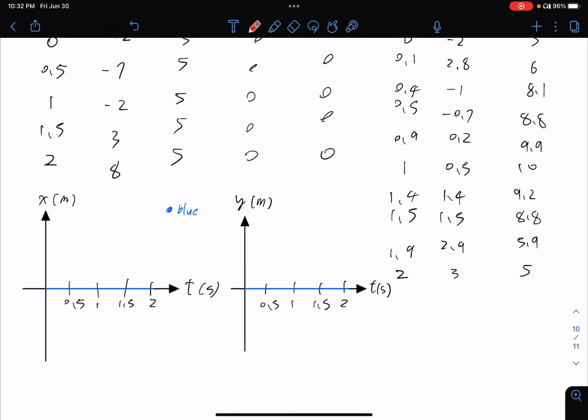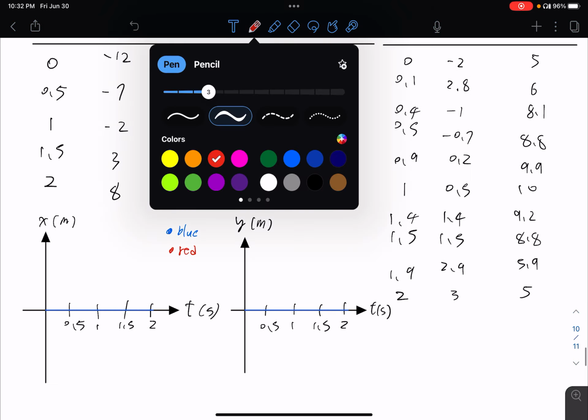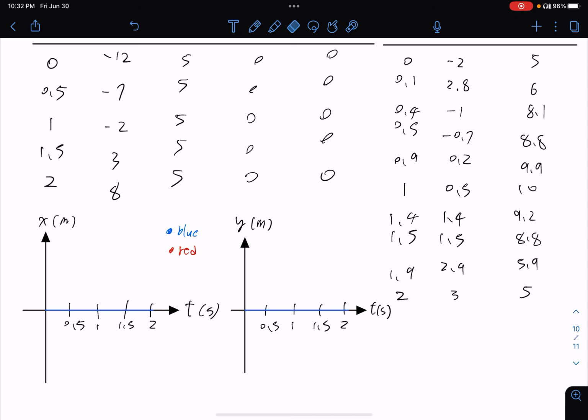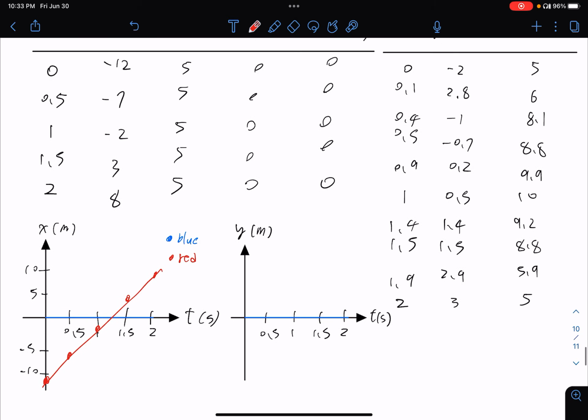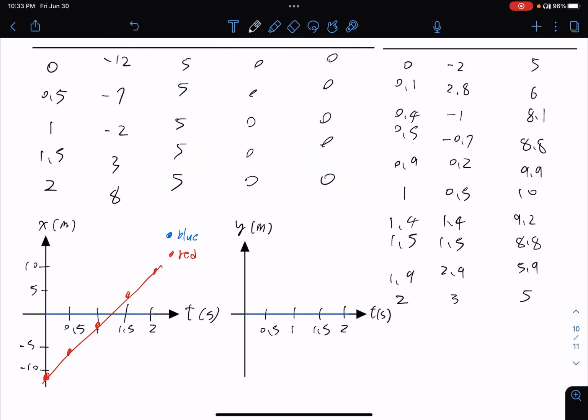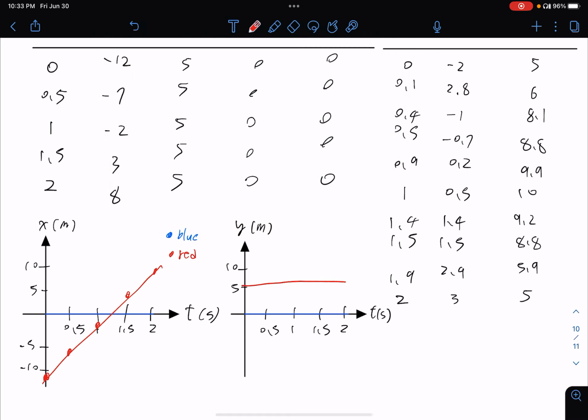Now for the red dot, it is going to be -12. Let's indicate that. Let's do 5 and 10 because it's easier to schedule with equal spacing. So it starts with -12 and then -7, -2, 3, and 8. So it's again a straight line. The y position is always the same, it's always at 5. So let me do 5 here, 10 here, and at 5 it will be a straight line.